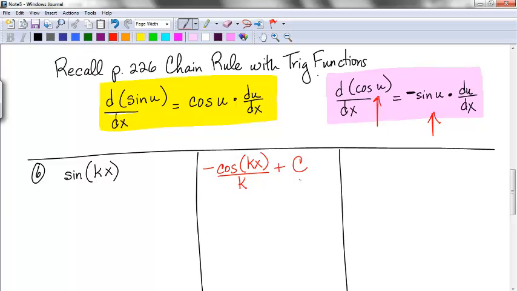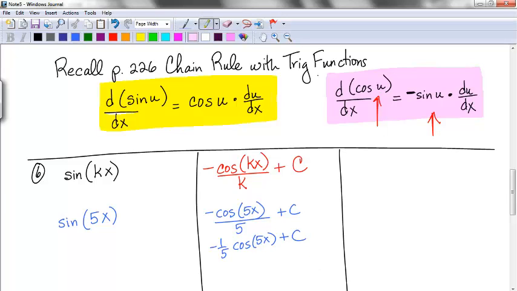So an example, let's say I put a number in there. Let's say the derivative was sine of 5x. So the antiderivative would be negative cosine of 5x divided by 5 plus c. And if you wanted to write it, negative 1/5 cosine of the angle 5x plus c. This is the antiderivative, okay, right there.